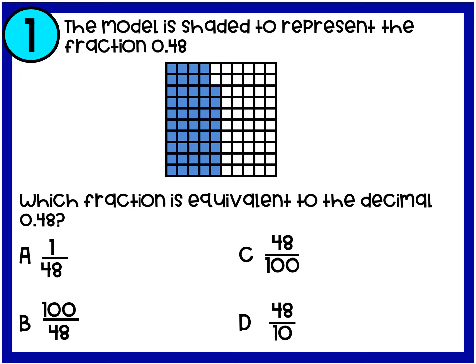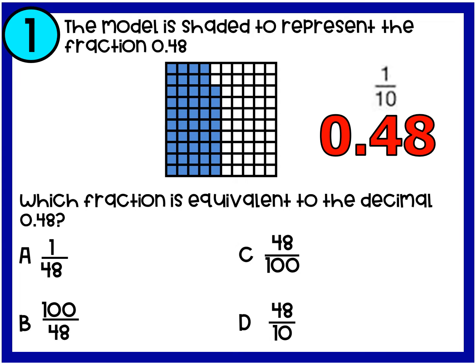Okay, so let's go ahead and see if you got the answer correct. I see that I have 100 pieces here and 48 are shaded. So I could write that as a fraction, 48 over 100. I can also use place value to prove my answer. I have 0.48 or 48 hundredths. I have 4 tenths and I have 8 hundredths. It stops at the hundredths, so it would be 48 hundredths. So the correct answer here is C.